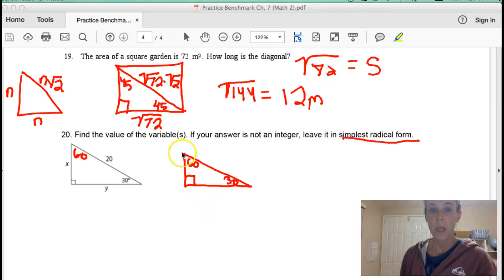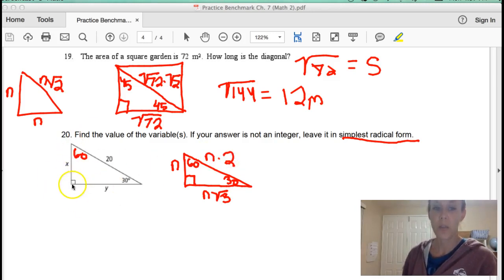I know this, in my 30, 60, 90 ratios, I know opposite the 30 is going to be my number. Opposite the 60 will be whatever that number is times radical 3. And opposite the 90 will be whatever that number is times 2. So 2 times the number. All right. So what we have here is we have opposite the 90. It's 20. That's what we know. So we know we have 2 times our number, and we know that equals 20.